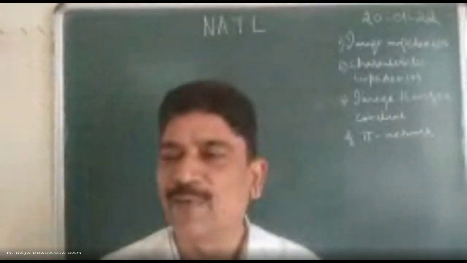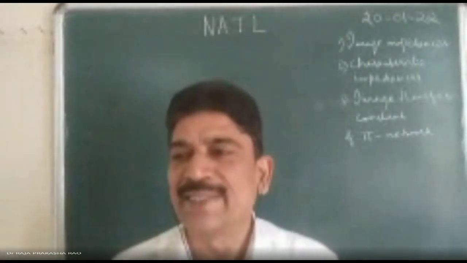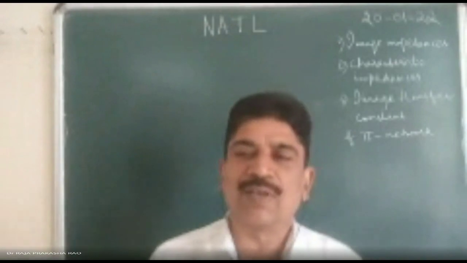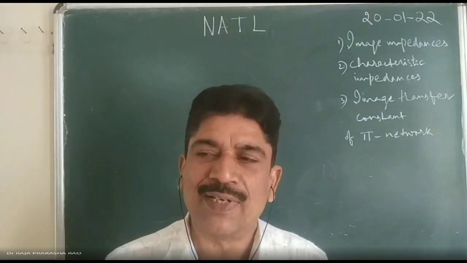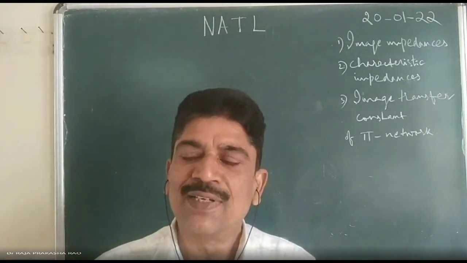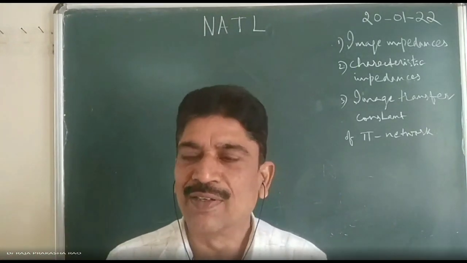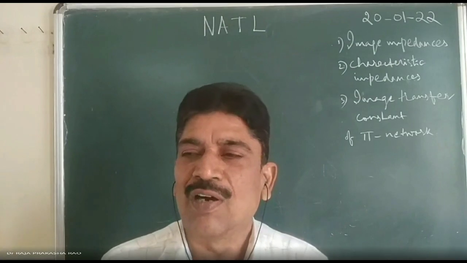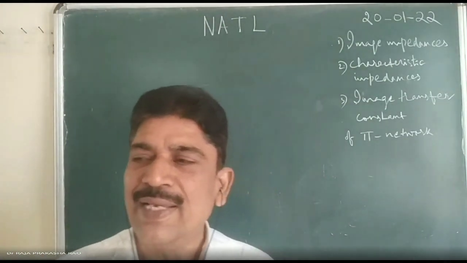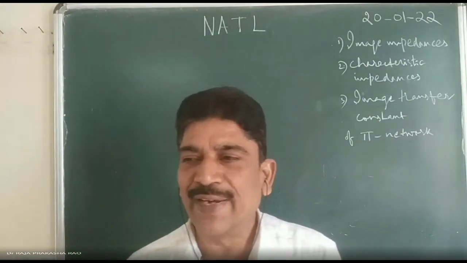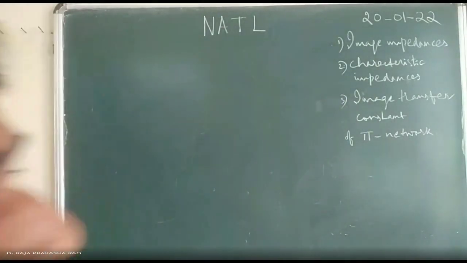In the same way, the characteristic impedances we denote by ZT1 and ZT2. For finding ZT1, we connect ZT1 across the second port and then find ZT1 from the first port. For finding ZT2, we connect ZT2 across the first port and then find ZT2 from the second port. That is the way of finding characteristic impedance.